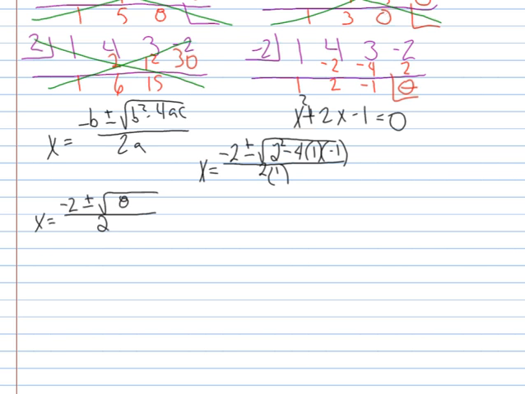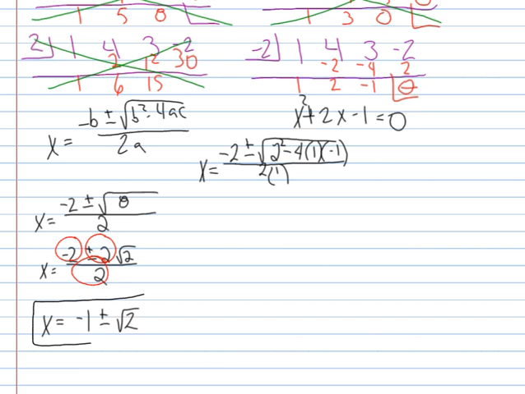I can simplify the square root of 8, so this becomes x is equal to negative 2 plus or minus 2 times the square root of 2 over 2. Looking at this, hey, look, my Mickey Mouse ears. They all have a 2 in common. Since they have a 2 in common, I can reduce this, and my final answer becomes x equals negative 1 plus or minus the square root of 2. And there are my other two solutions.